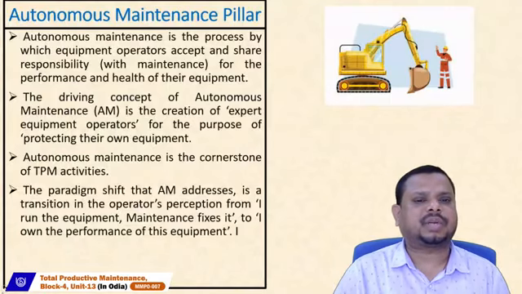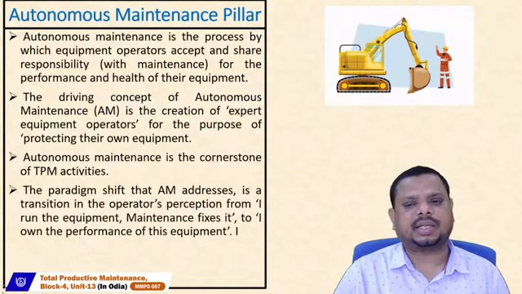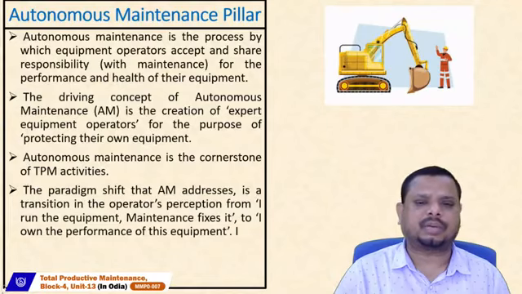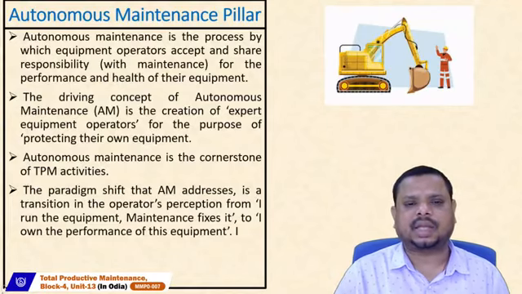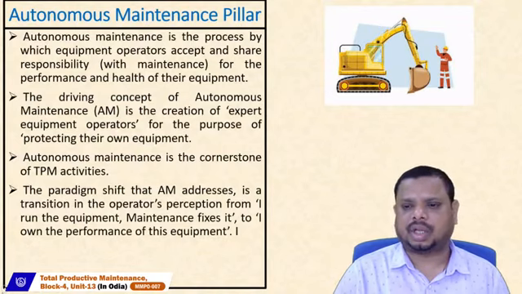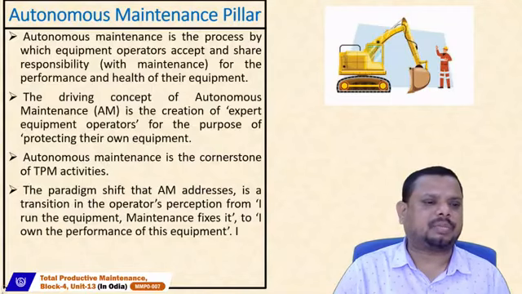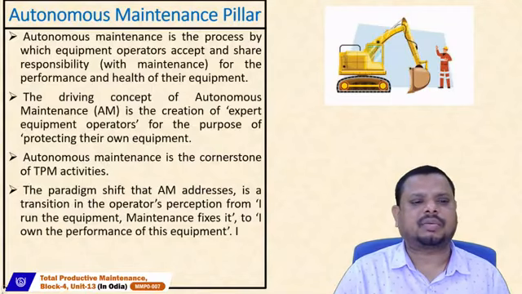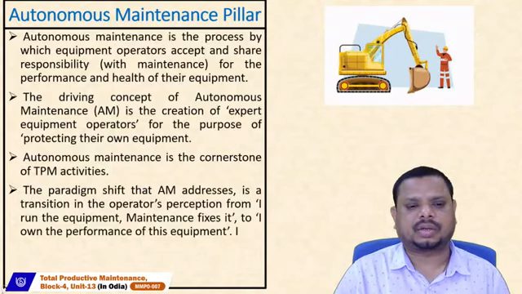The autonomous maintenance pillar is the process by which the equipment operator accepts and shares the responsibilities. So, for example, if an earth moving operator is involved, in that case he accepts and shares the responsibilities for the performance and the health of the equipment. The next important part driving the concept of autonomous maintenance is the creation of expert equipment operators for the purpose of protecting their own equipment.